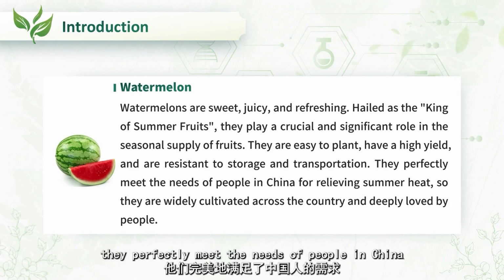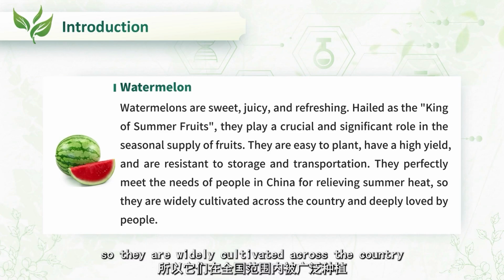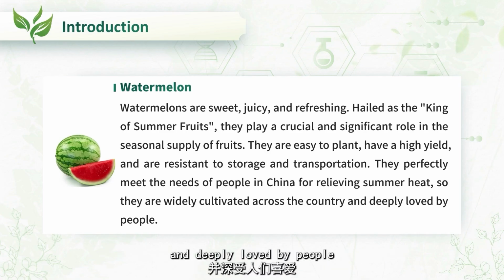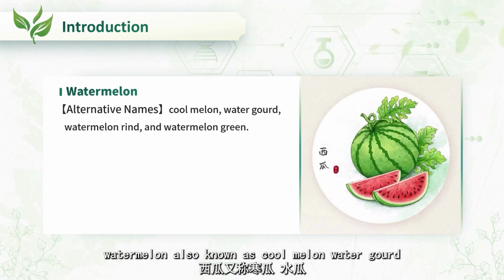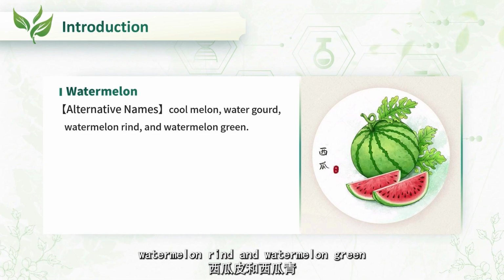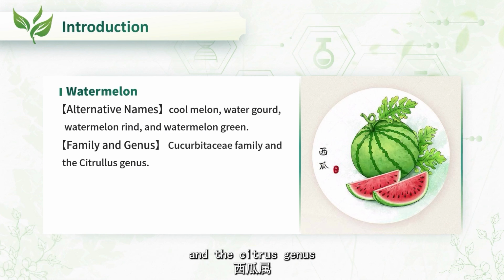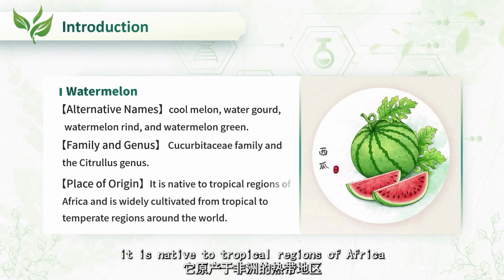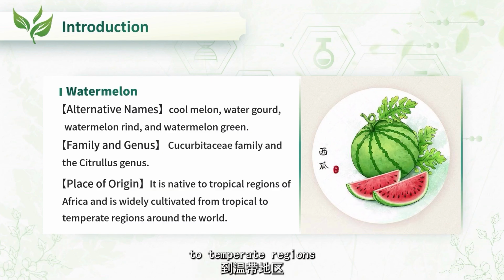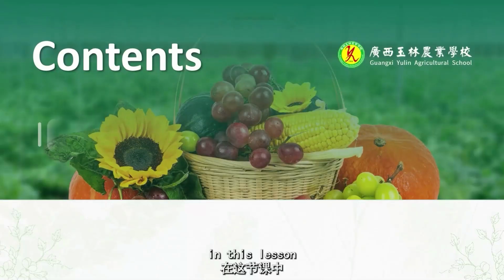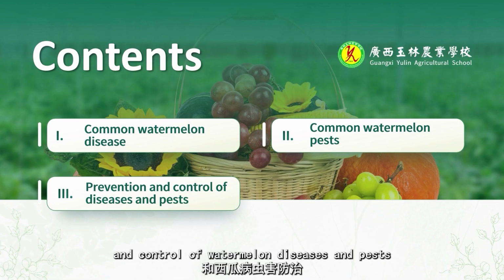They perfectly meet the needs of people in China for relieving summer heat, so they are widely cultivated across the country and deeply loved by people. Watermelon, also known as cool melon, water gourd, watermelon rind, and watermelon green, belongs to the Cucurbitaceae family and the Citrullus genus. It is native to tropical regions of Africa and is widely cultivated from tropical to temperate regions around the world. In this lesson, let's learn about the prevention and control of watermelon diseases and pests.